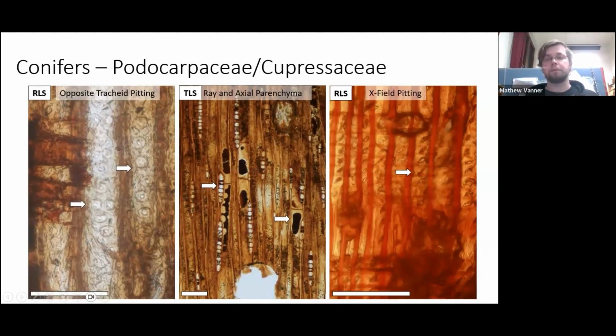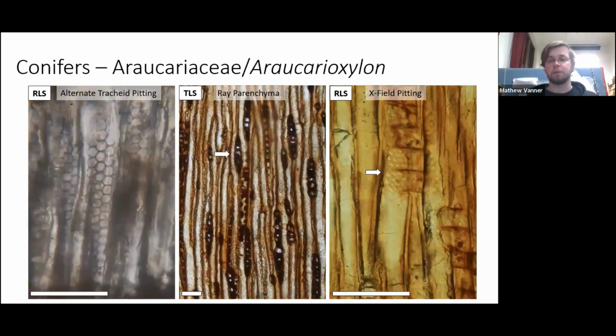And the crossfield pitting, there's usually only one, sometimes maybe 4 pits per crossfield, in comparison to the Araucarioxylon, where we can have up to 16 pits per crossfield, which is why these ones look quite so crowded.